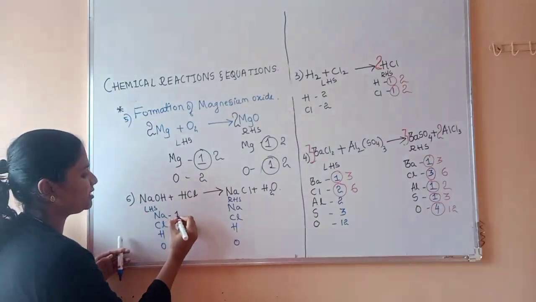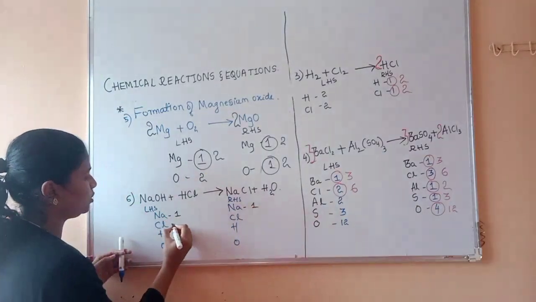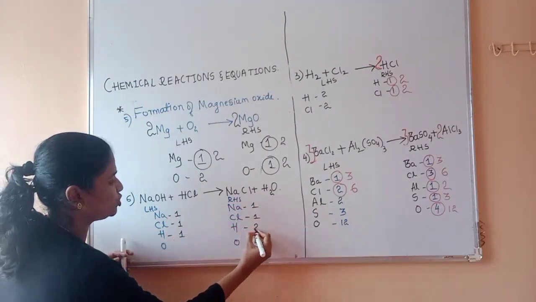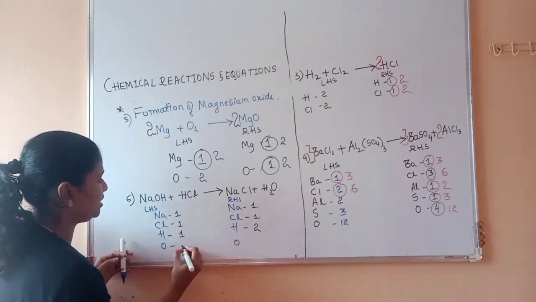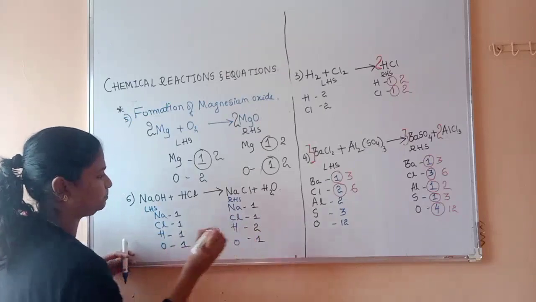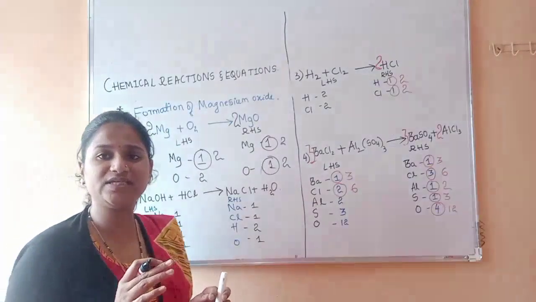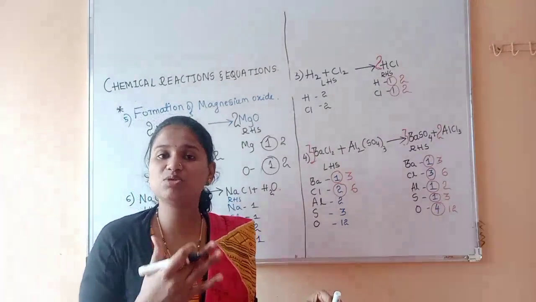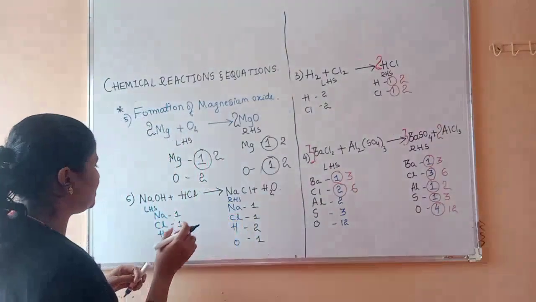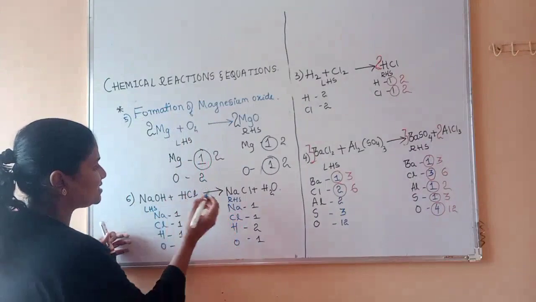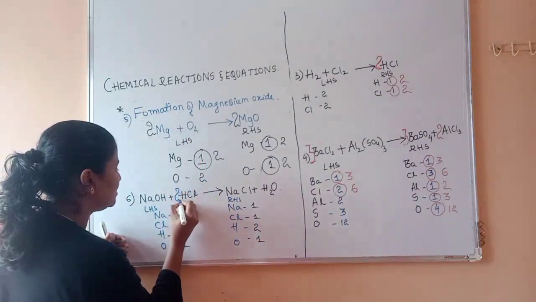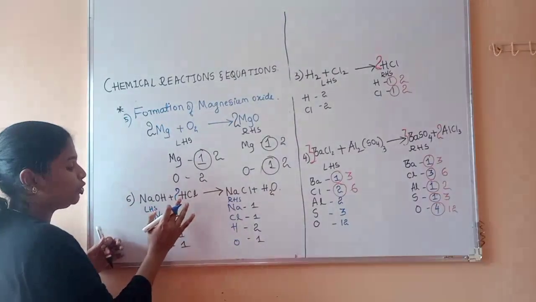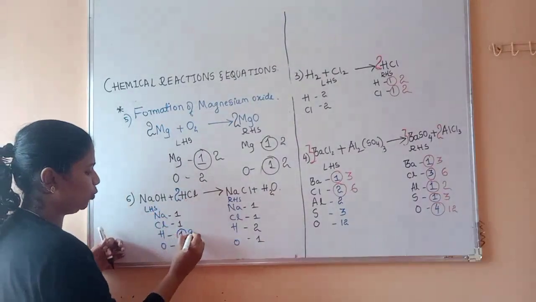So sodium here is 1, sodium here is 1, chlorine is 1, hydrogen is 1, hydrogen is 2, oxygen is 1, oxygen is 1. Now only hydrogen is not balanced here. But when I want to balance the hydrogen, the other atoms will also change. Let us see. So 2HCl, as I want to balance the hydrogen at the left hand side, I wrote 2 here. 2H, so it became 2.